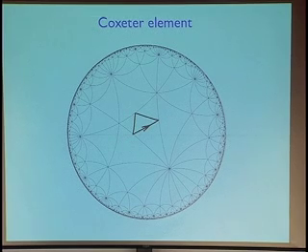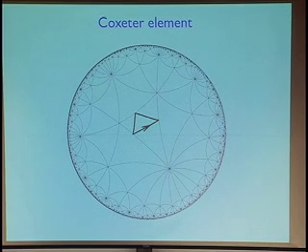But you can think of an element in this group, rather than being a product of reflections, as really just a billiard path that's bouncing off the sides of this polygon. And every time you hit a side, you just apply the corresponding reflection in the group. And so this billiard path that touches each side exactly once is the Coxeter element.